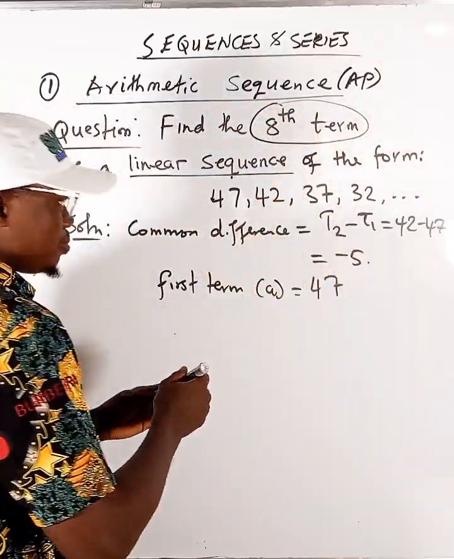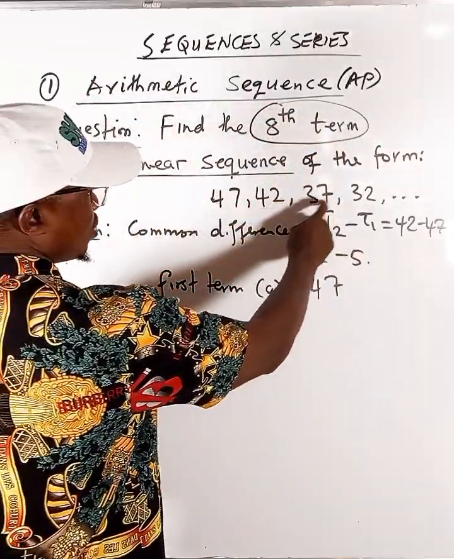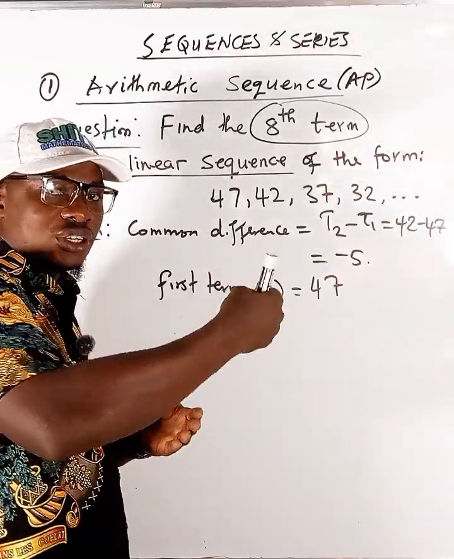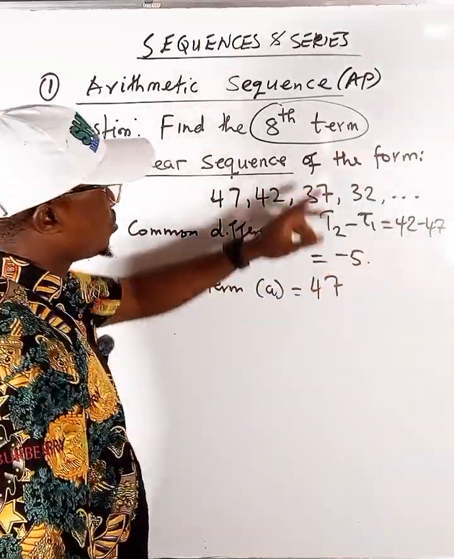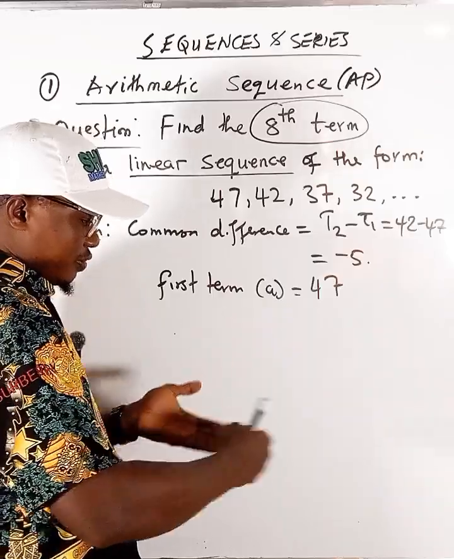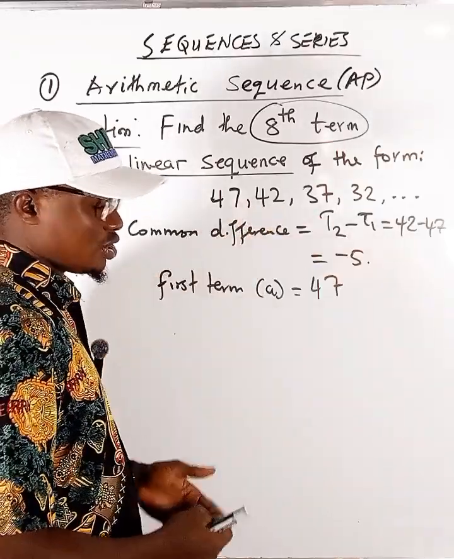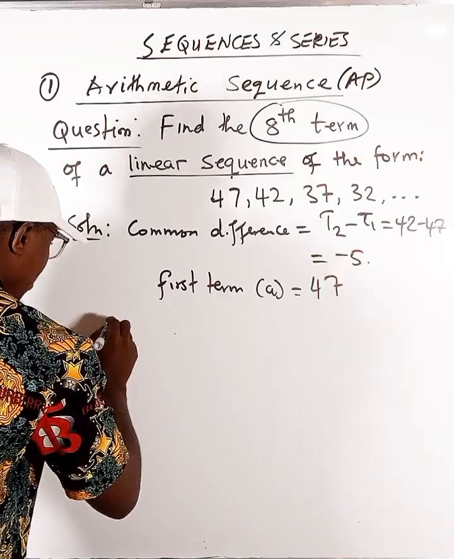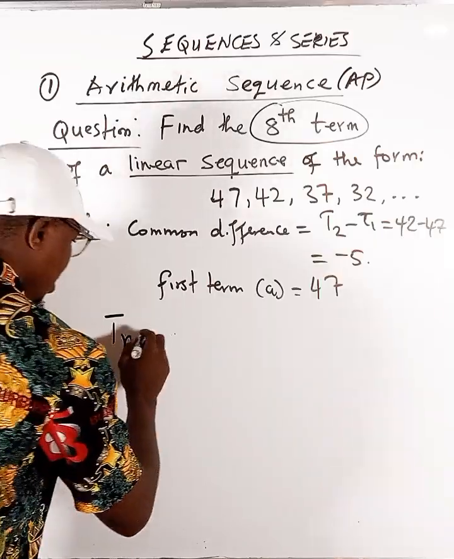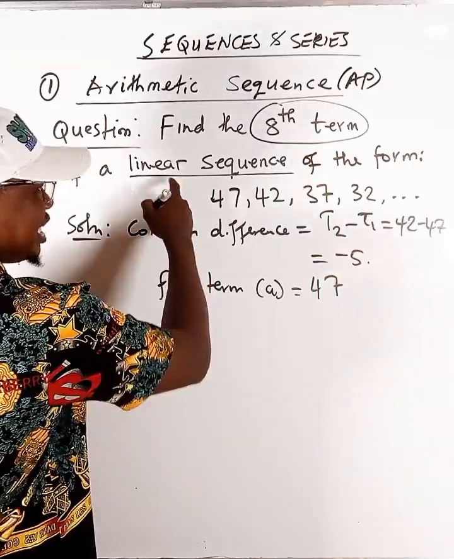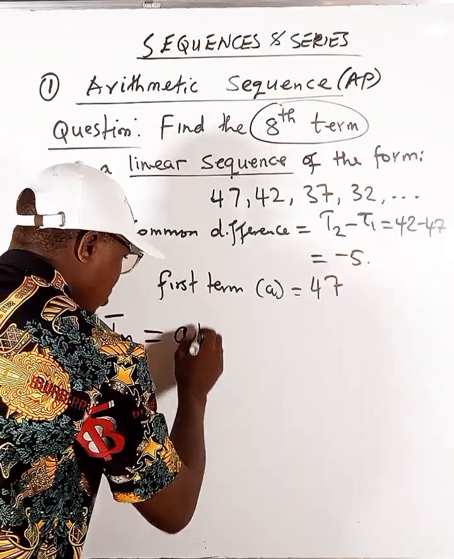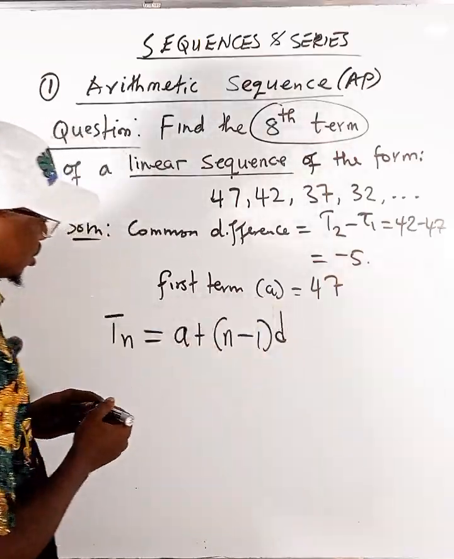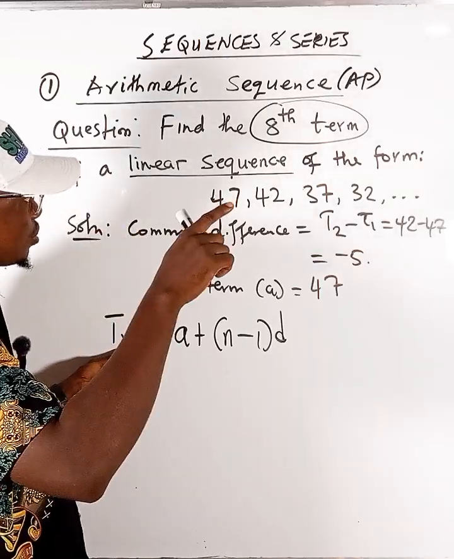What will be the position? You can see 1, 2, 3, 4. We only have 4 terms. So what will be the number in the 8th position? That is what they want us to find. Instead of disturbing ourselves trying to look for it, we can just use the formula directly. The formula for a linear sequence is Tn equals a plus n minus 1 times d. So Tn is where we are going.